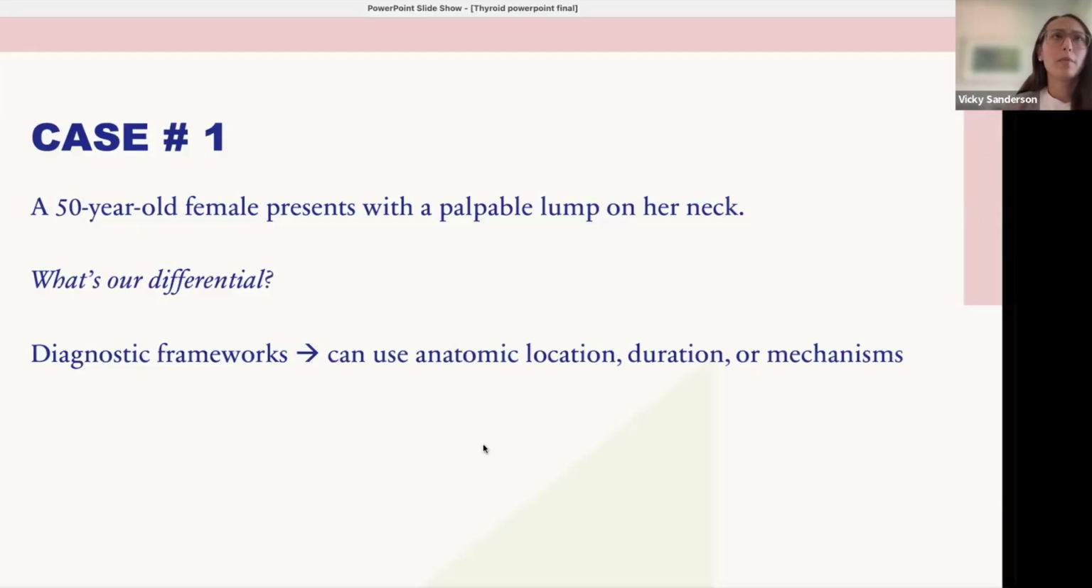So three major diagnostic frameworks you can use is you can obviously think about anatomy, right? The lump based on anatomic location can give you a lot of clues as to what it might be. Then we can think about duration of that lump. Is it acute, subacute, or chronic? That can give us a lot of clues as to what it might be. And lastly, we can think about different mechanisms that can cause neck mass. So let's get into it.